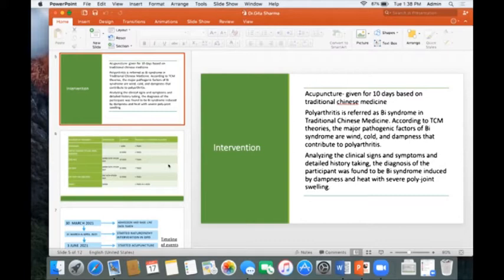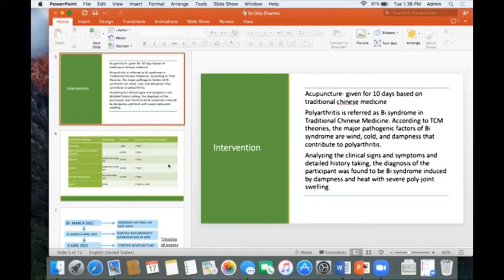So due to lockdown, but she had followed up very religiously. Yeah, she did all the treatments and the diet follow-up. She did very well, followed very well. And after 5 weeks, she came to our hospital. Then we started with acupuncture.